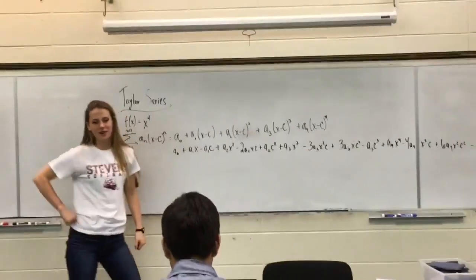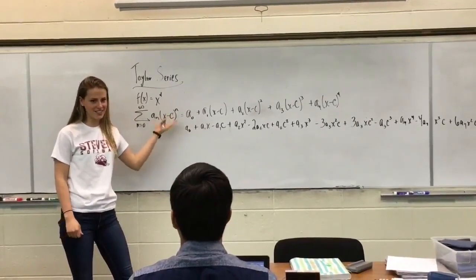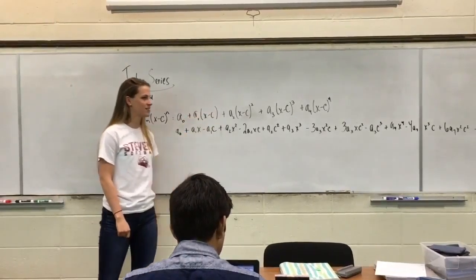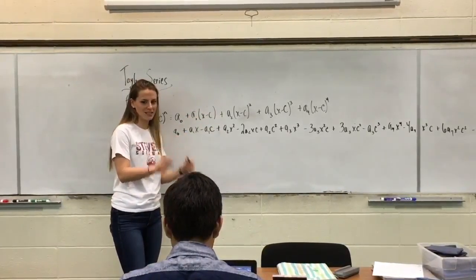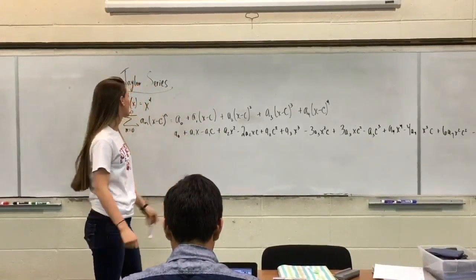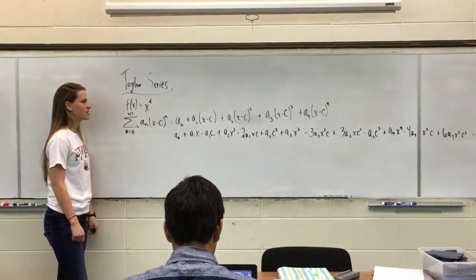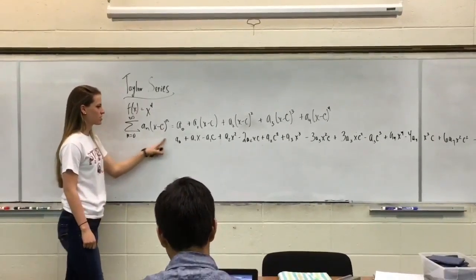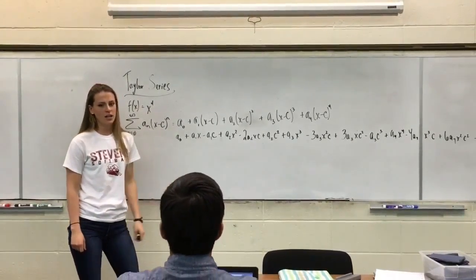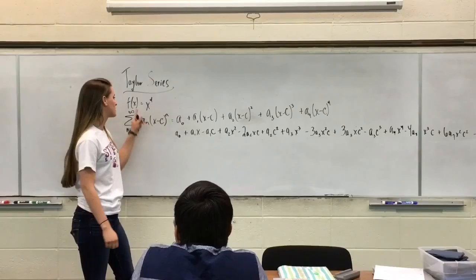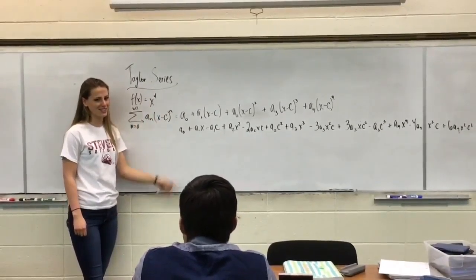So today, we're going to be learning about Taylor series. I just wrote this out to speed up the process a little bit so it doesn't take as long. We're going to look at the equation f of x equals x to the fourth. This is a general equation for that given polynomial, and we're going to try to represent this polynomial using the series.